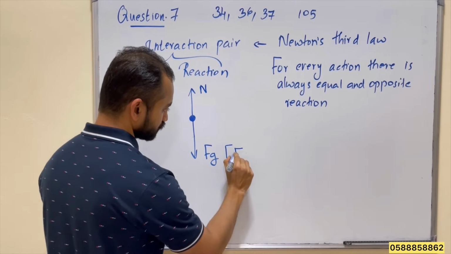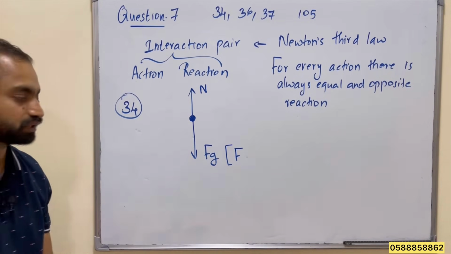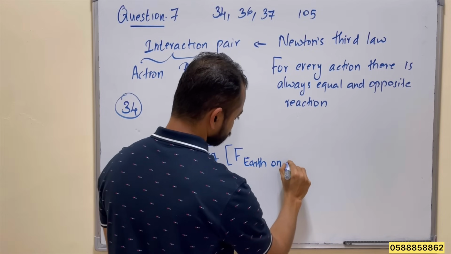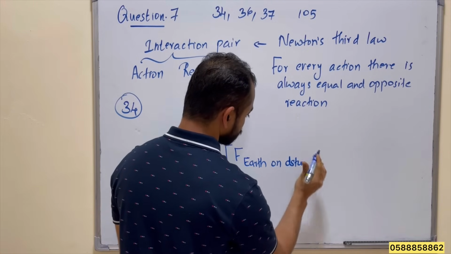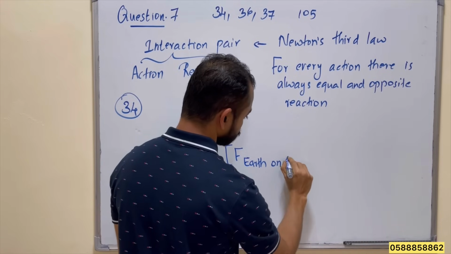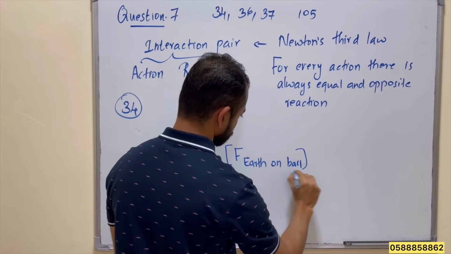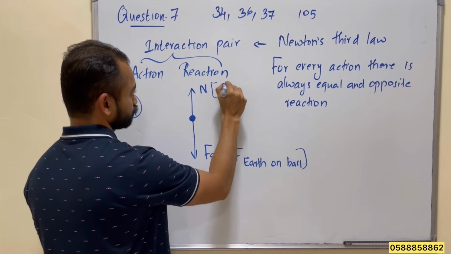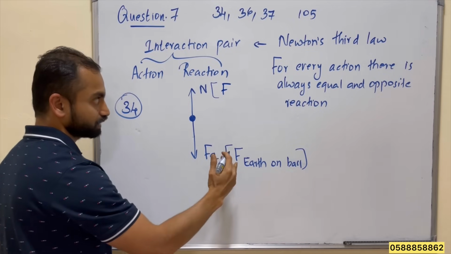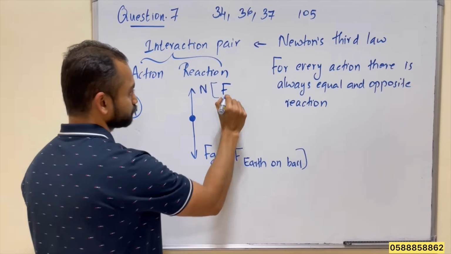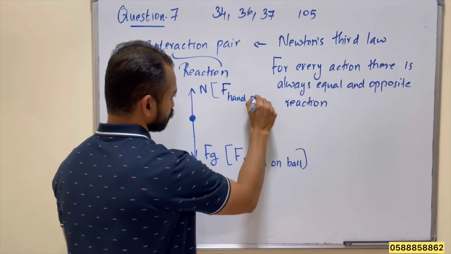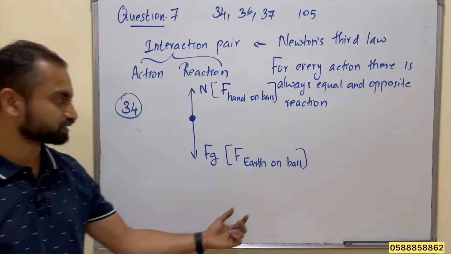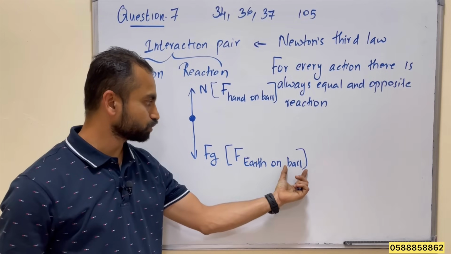What is the force of gravity? Force of gravity is the force applied by Earth. Force applied by Earth on what? On the duster. In the question it is a ball, right? So on the ball. What is the normal force? Force applied by, and as a subscript I will write the agent on system, force applied by my hand on ball. So this is the free body diagram of the ball. You can see both the forces are acting on the ball. The system is the ball here.